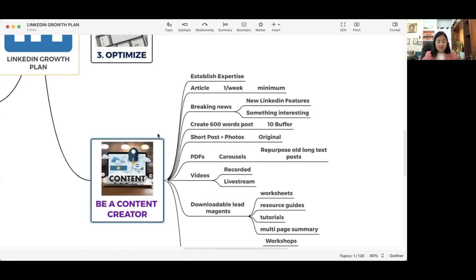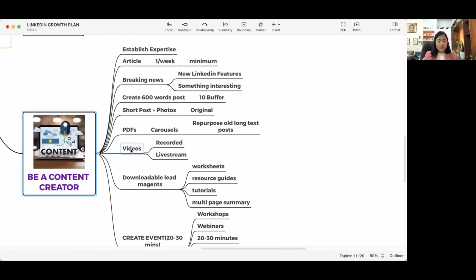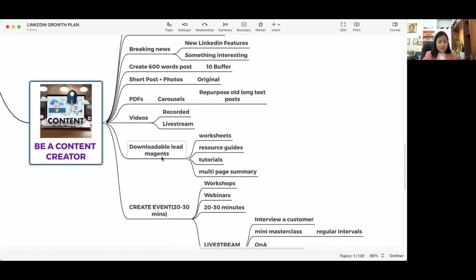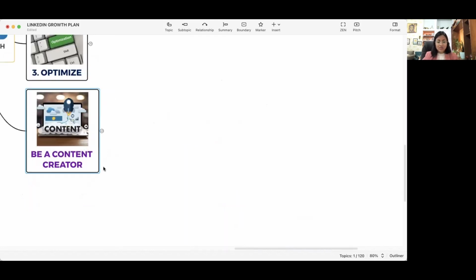Next is be a content creator. Again, we say, create 600-word posts and keep at least some 10 posts as a buffer. Why? Because in case some emergency comes up and you're not able to post every day, then at least you can pick 1 or 2 from this buffer. Then, what kind of things you're going to do for video, maybe recorded videos or live stream. Lead magnets, downloadable lead magnets you can create if you're a content creator, like worksheets, multi-page summary tutorials. So it's basically telling what kind of content you can create as a content creator on LinkedIn.